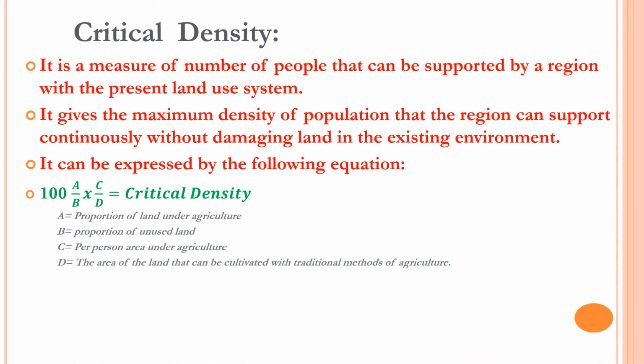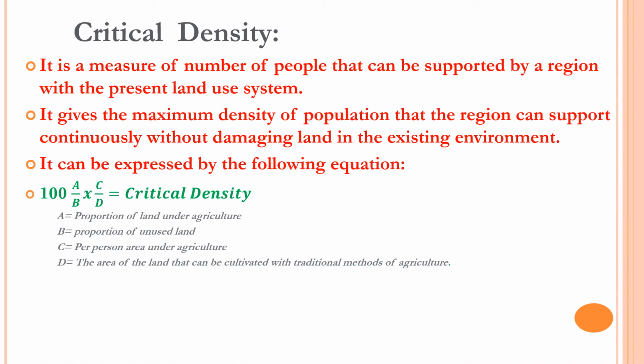Critical density is equal to 100 A divided by B, multiplied by C divided by D. Here A is the proportion of land under agriculture, B is the proportion of unused land, C is the per person area under agriculture, and D is the area of land that can be cultivated with the traditional method of agriculture. This is how critical density is calculated.